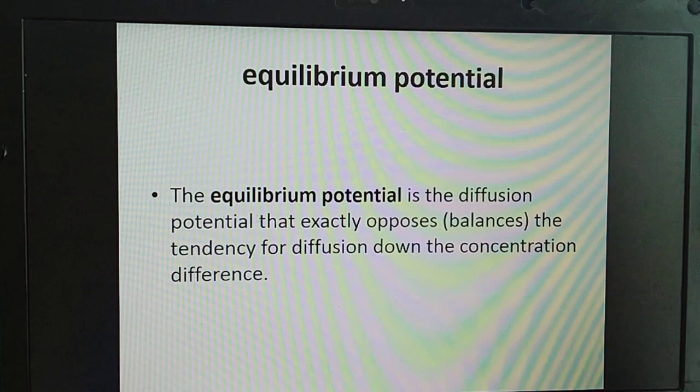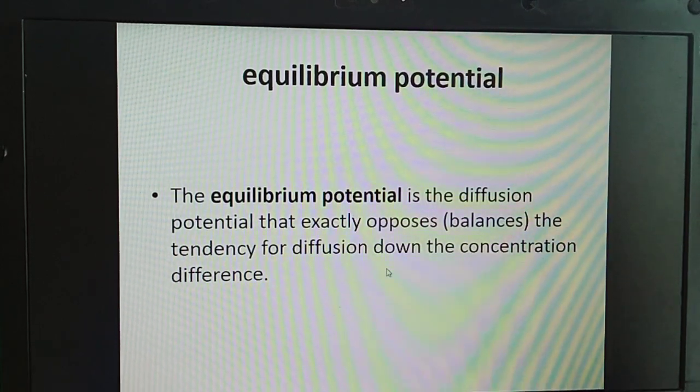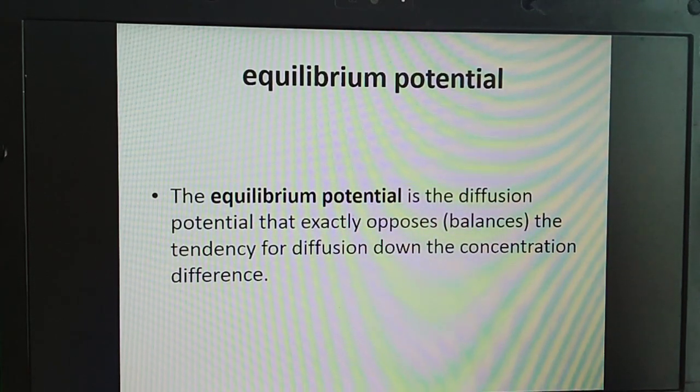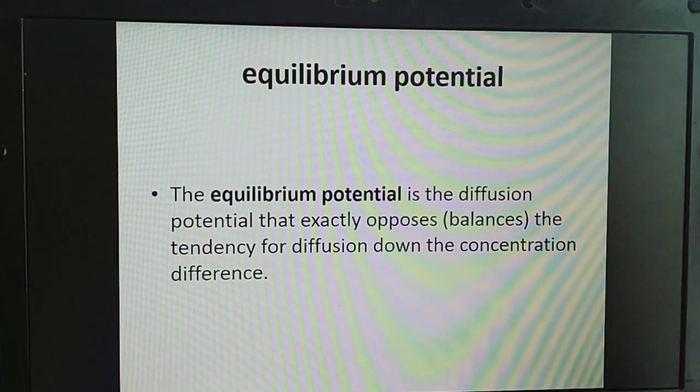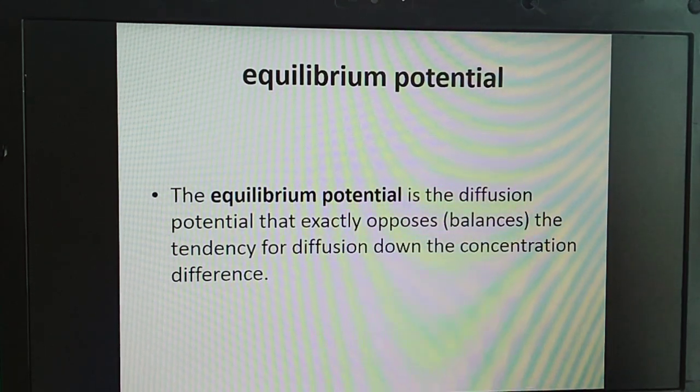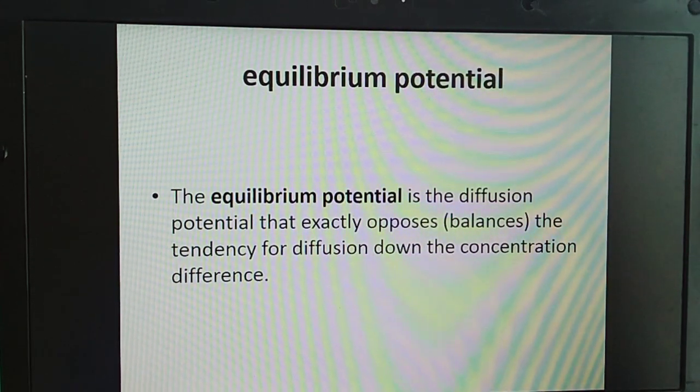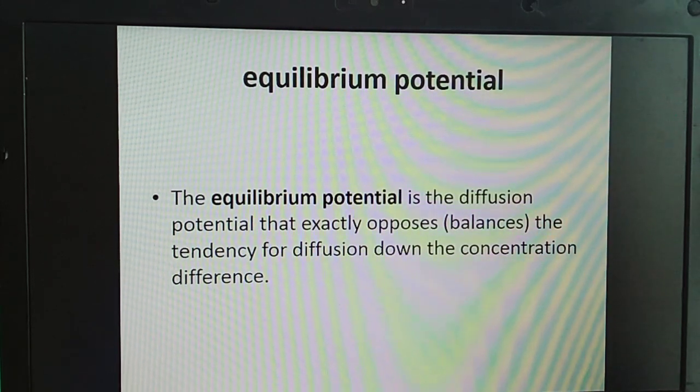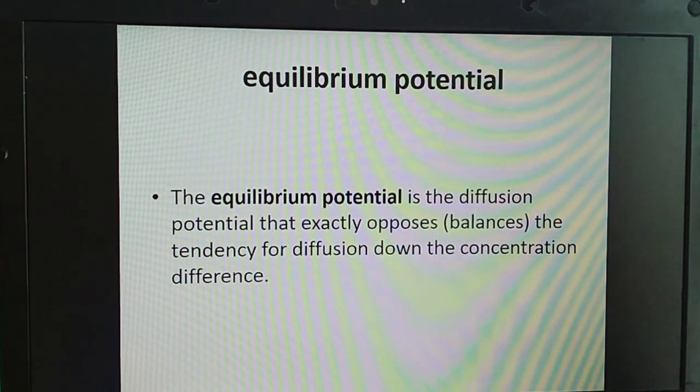So let's have a look at the definition. The equilibrium potential is the diffusion potential that exactly opposes the tendency for diffusion down the concentration difference. So it's quite clear. What is equilibrium potential? It is basically the diffusion potential which opposes the tendency for diffusion down the concentration difference of that particular ion.